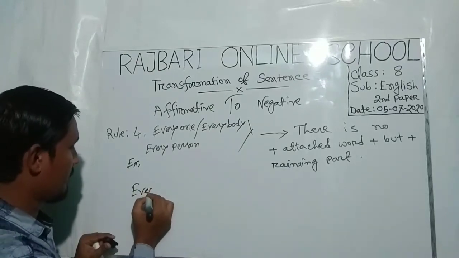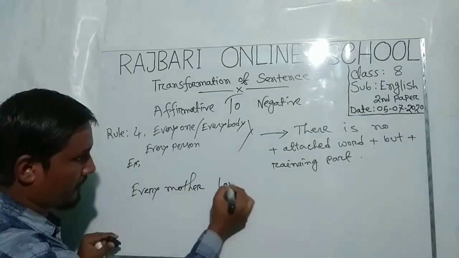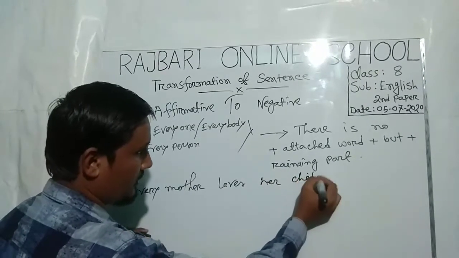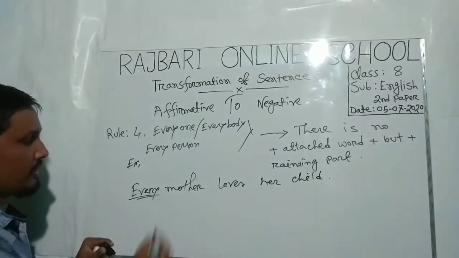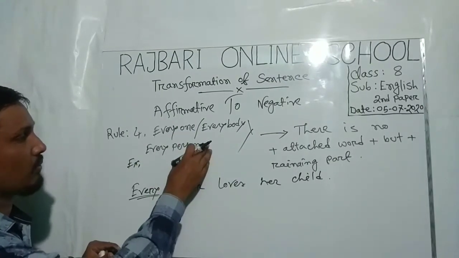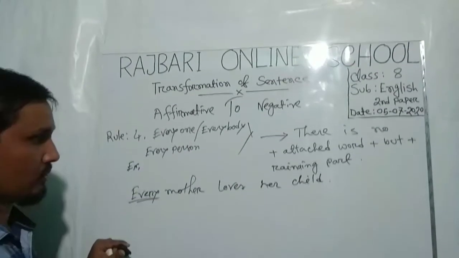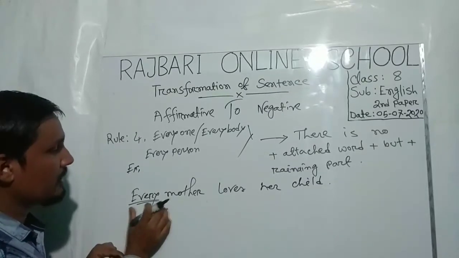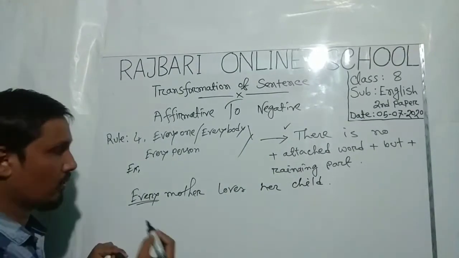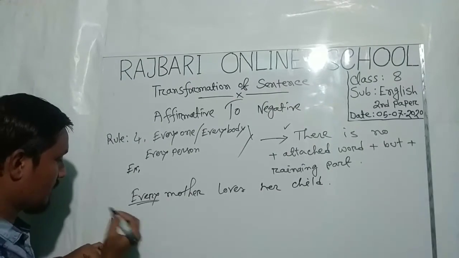Every mother loves her child. Okay, can you see the word every? And every person means any kind of person in the world, mother, sister, brother, cousin, and so many words you can use. Here the word is every mother, and you have to use the rule that is there is no. Okay, and I am using the rule according to the rules.